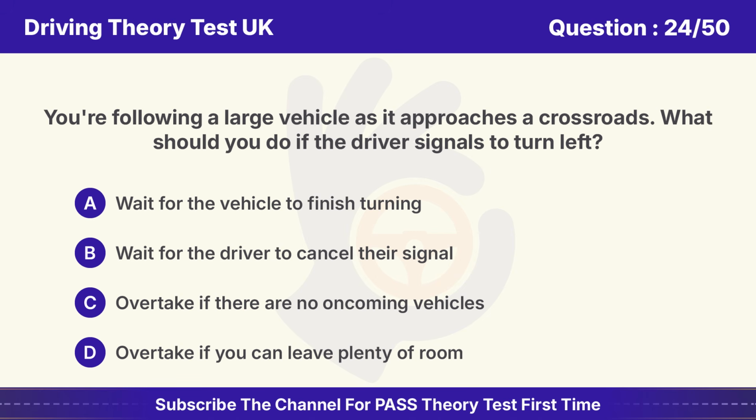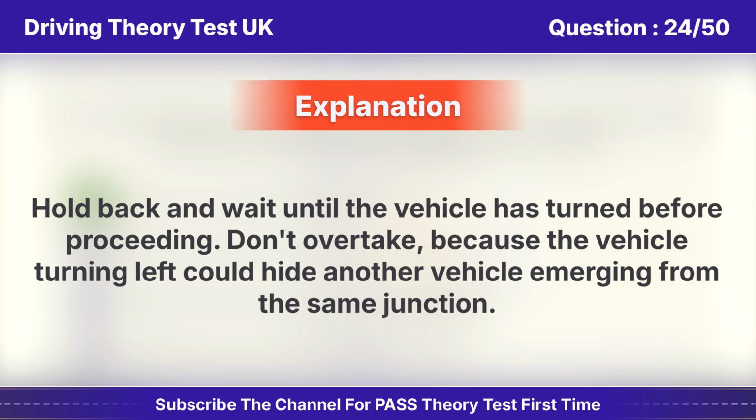Question 24. You're following a large vehicle as it approaches a crossroads. What should you do if the driver signals to turn left? Answer is A. Wait for the vehicle to finish turning. Hold back and wait until the vehicle has turned before proceeding. Don't overtake, because the vehicle turning left could hide another vehicle emerging from the same junction.